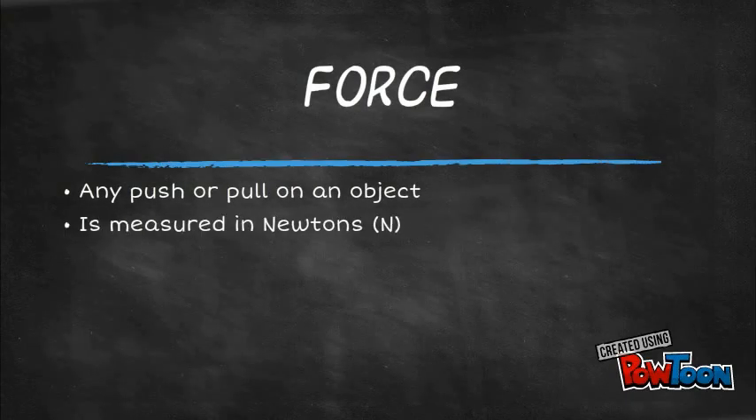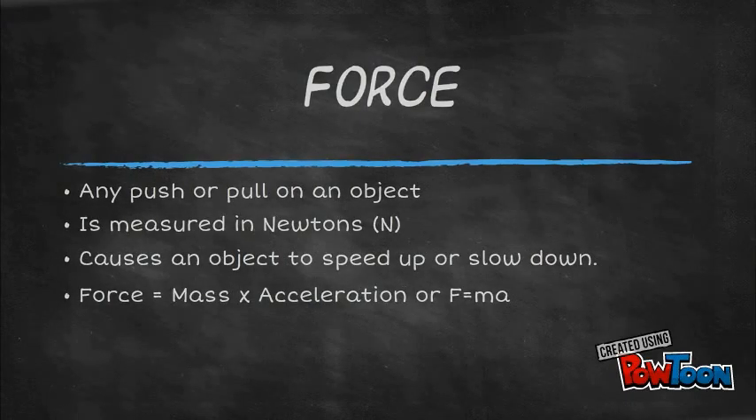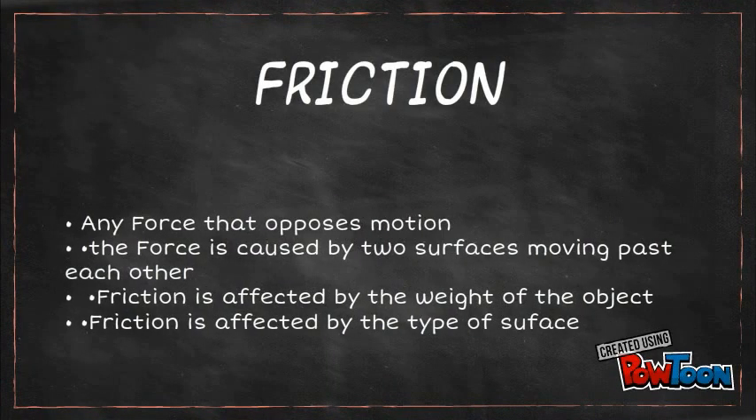Force: any push or pull on an object, measured in newtons, causing the object to speed up or slow down. Force equals mass times acceleration, or F equals m times a. Friction: any force that opposes motion. The force is caused by two surfaces moving past each other. Friction is affected by the weight of the object. Friction is affected by the type of surface.